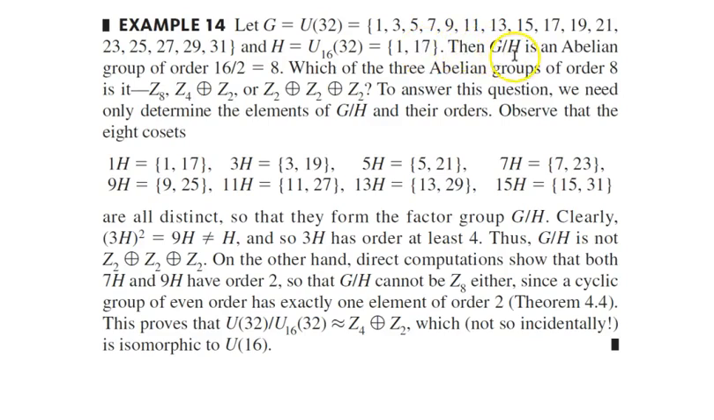Then G factored by H is an abelian group because U32 is abelian, of order 16 divided by 2. We have 16 numbers here and 2 numbers in the subgroup H, so 16 divided by 2 is 8. This means that we'll have 8 different cosets, and one can see that these 8 cosets are different. It's obvious that they are disjoint, so they are different, and the union is U32. So these are all cosets.